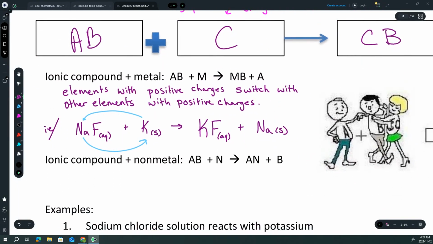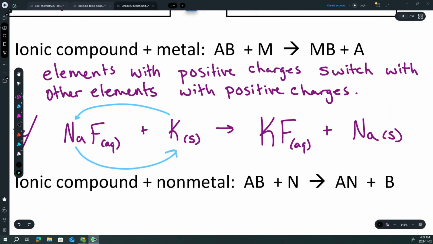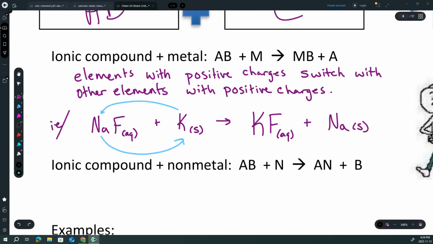Each of the compounds is balanced, and actually this entire equation is already balanced as well, so I don't need to do anything.